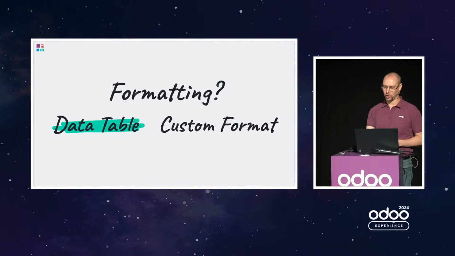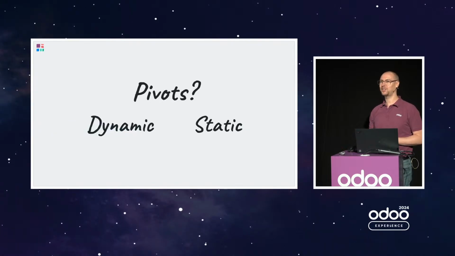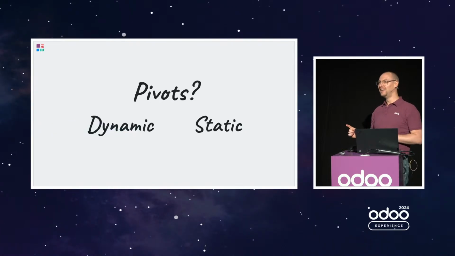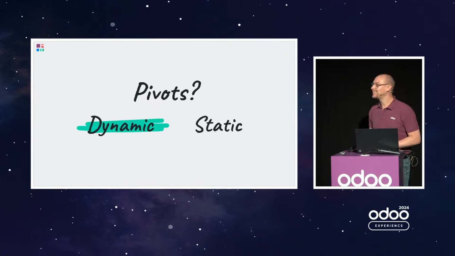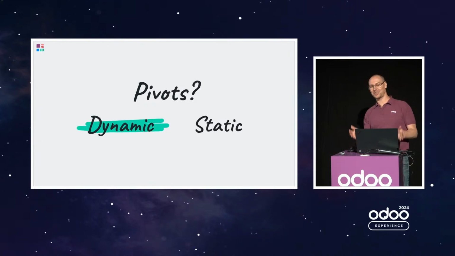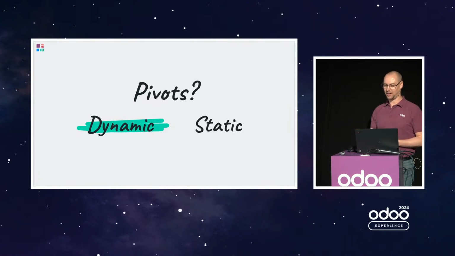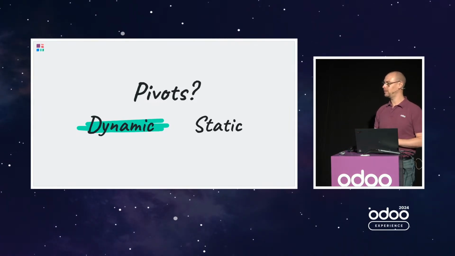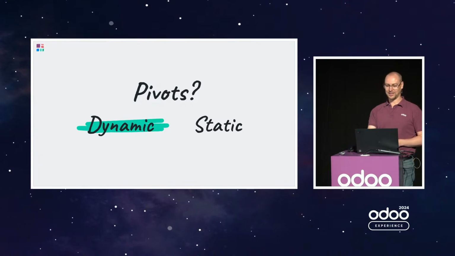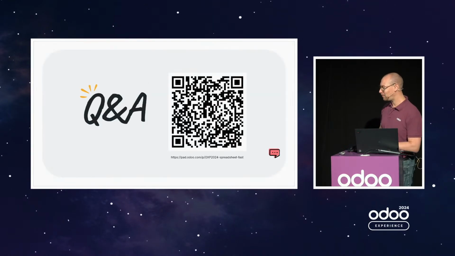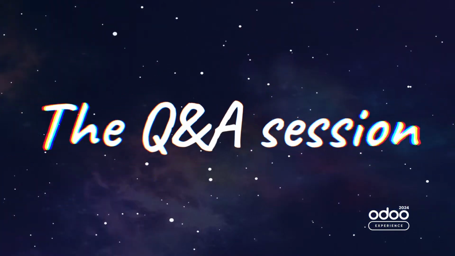It's basically no cost. Pivots, dynamic or static? Yeah, dynamic. Dynamic everywhere. Until you can't use dynamic pivots, they are more efficient in every possible way, and also more customizable. I think I'm exactly right on time. So now it's time for questions.